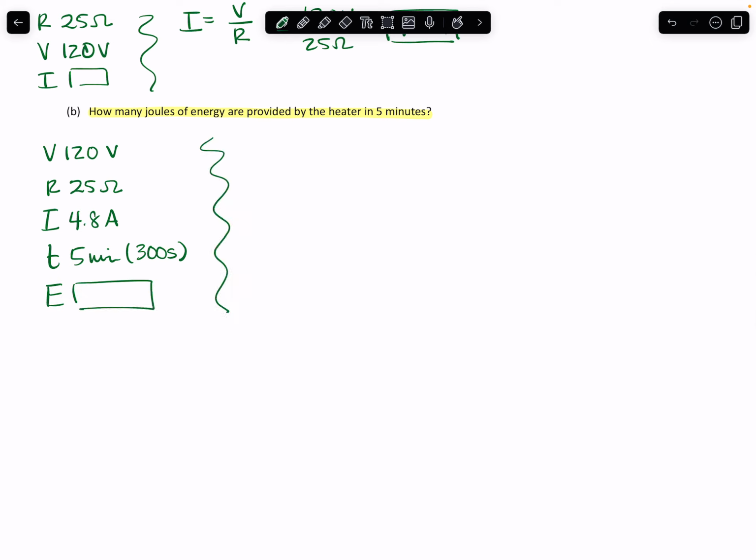Now I don't have a formula that's going to get me straight there. I could find potential energy, but that's a little tricky because I don't know what the charge is. There are multiple ways to work your way through, but I do know that energy is equal to power times time, and I have time. So the question is, can I calculate the power with what I've got? And the answer there is yes, because power is equal to voltage times the current.